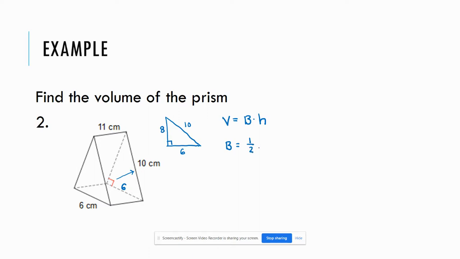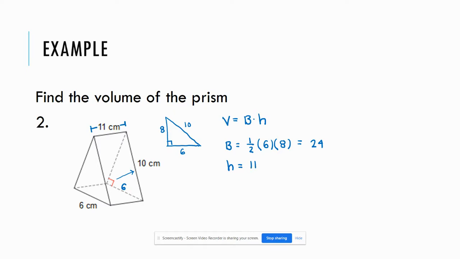then I can find the area of the base by taking 1/2 times 6 times 8. So half of 6 is 3. 3 times 8 is 24. That's the area of my base. So now we need to find the height. Once again, the height is going to be the distance between those two triangles. So that would be 11.